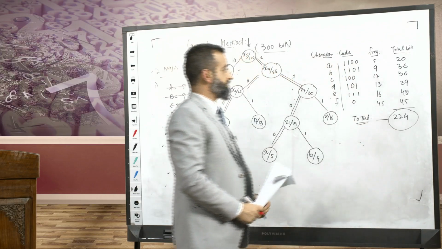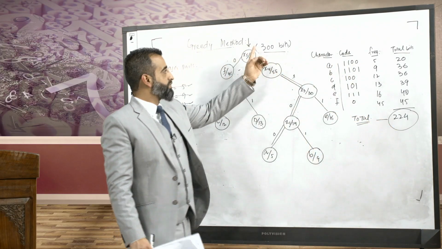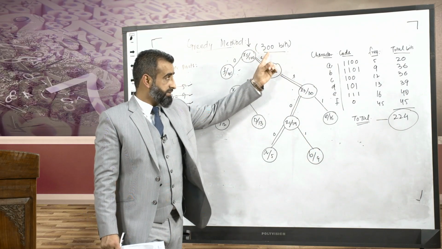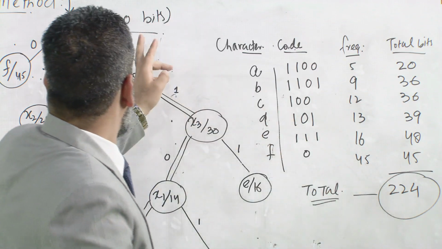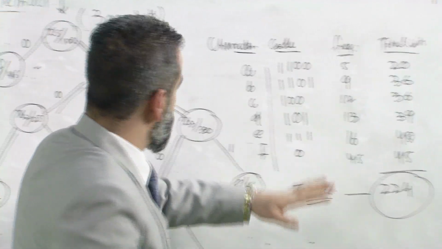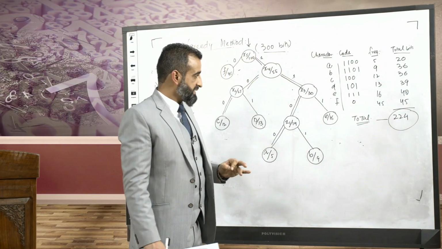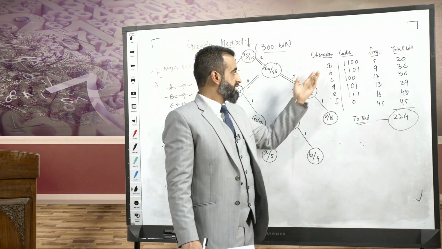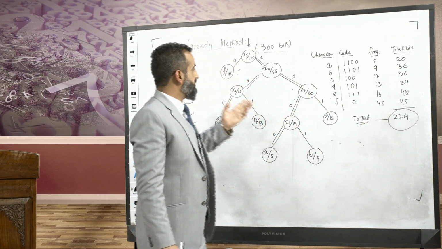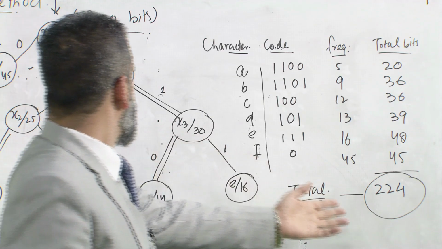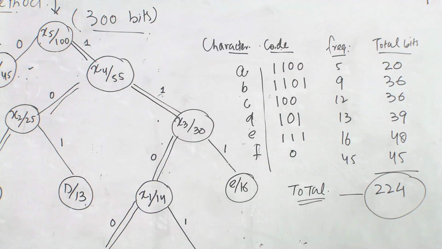Now remember, compare this value with the earlier computed value of 300 bits for fixed size 3-bit values. We have an optimization of at least 76 bits. We are able to save 76 bits, and we did not compromise on the number of characters. So it's a lossless compression optimization by at least 76 bits in this particular example using Huffman code.